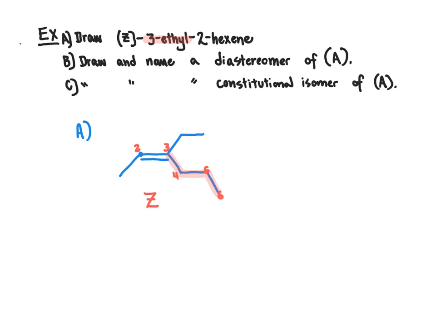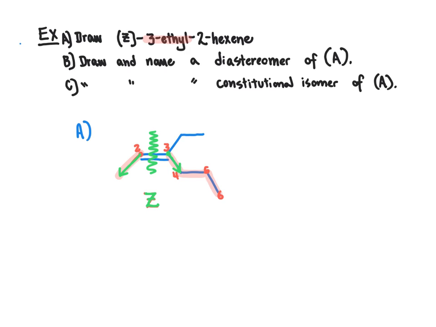So I'm going to go ahead and highlight that the higher ranking group is pointed downward. And remember that if we were to assign this as E or Z, we could split the bond down the middle there. We could look at carbon number 3. We'd see that the higher ranking group points downward here. Relative to carbon number 2, the higher rank group points downward as well. And so therefore, this is definitely the Z configuration of the molecule.